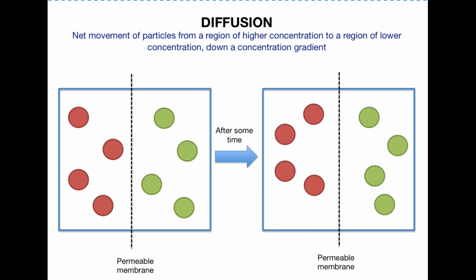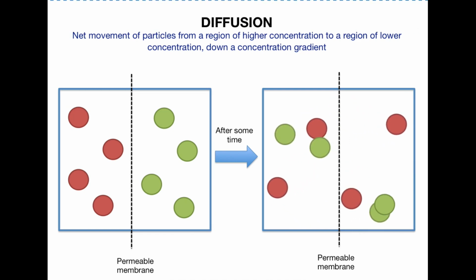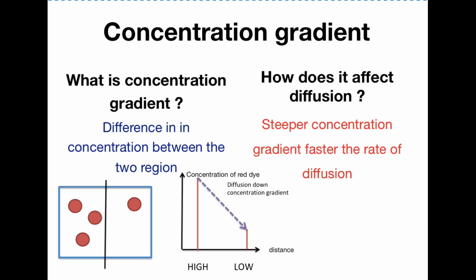Well, if there's more than one particle, in this case, red dye particles and green dye particles, these particles will diffuse independently from each other. So concentration gradient is a difference in concentration between 2 regions. Concentration gradient is just one factor affecting diffusion. The steeper the concentration gradient, the faster diffusion can take place. Particles are allowed to move because they possess kinetic energy. They will continue to move until they are evenly spaced out from each other.